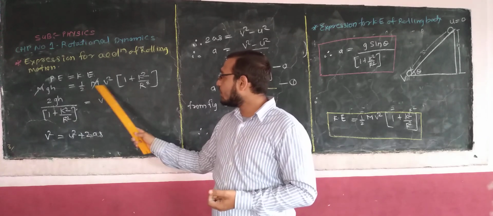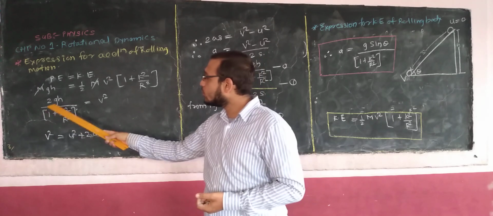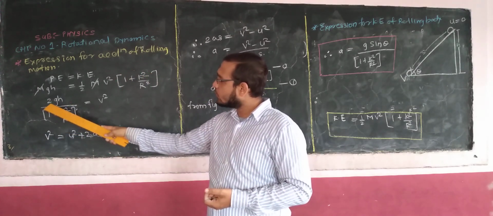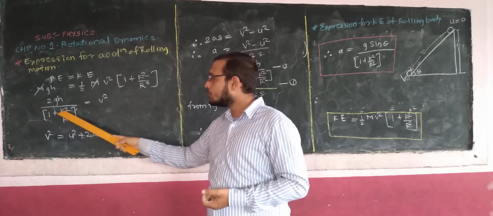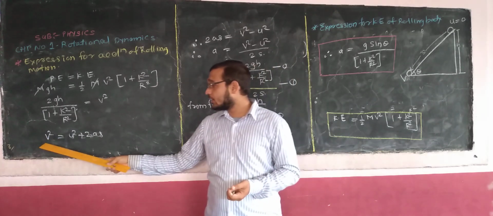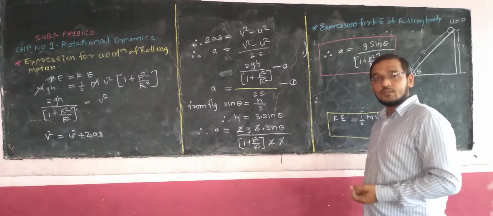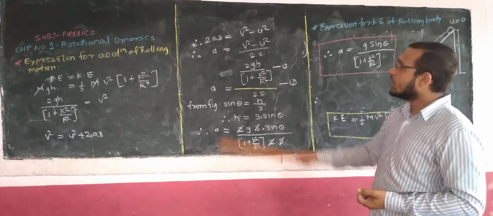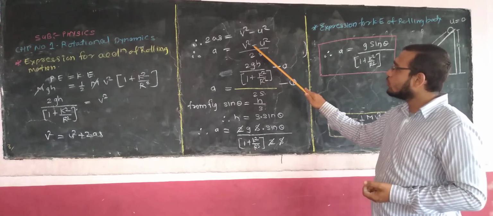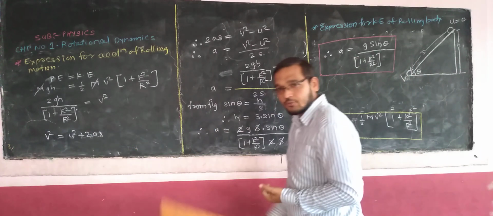Now m and m get cancelled. These two move to that side, so we get 2gh, and this bracket is multiplying here, so it will divide, so we get 2gh upon 1 plus k square by r square equal to v square. Then by the kinematical equation, v square equal to u square plus 2as, therefore 2as equal to v square minus u square. Therefore a is equal to v square minus u square upon 2s.